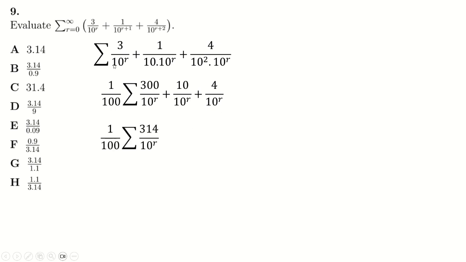I haven't bothered to put the limits up here because I just couldn't be bothered to type them. But here, obviously, the 314 can come out. And now this is just a geometric series. It's just 1 over 10 to the power 0 first, which is 1, plus 1 over 10 to the power 1, which is a tenth, plus 1 over 10 to the 2, which is a hundredth.